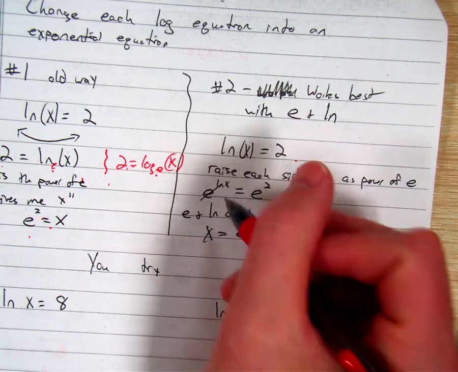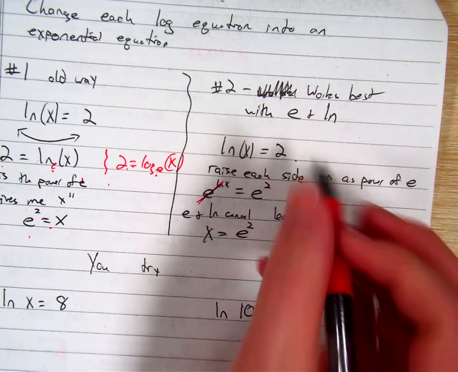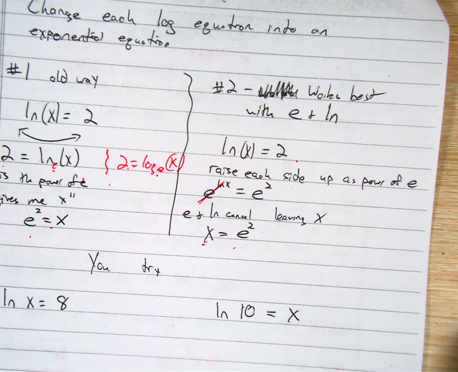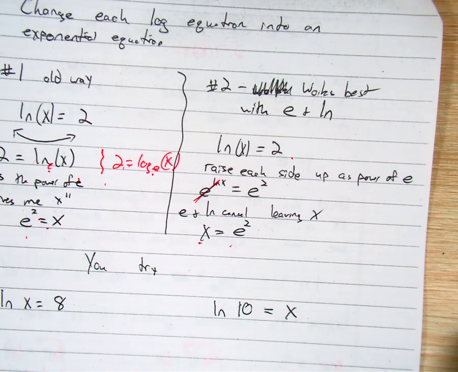Right? And we can look at it like this. e and natural log cancel out, and the x falls down to the bottom, equals e squared. Okay, because e and natural log are inverses, they're opposites, they cancel out. And the only thing we had left over there is x. It's going to fall down to the bottom, equals e squared.